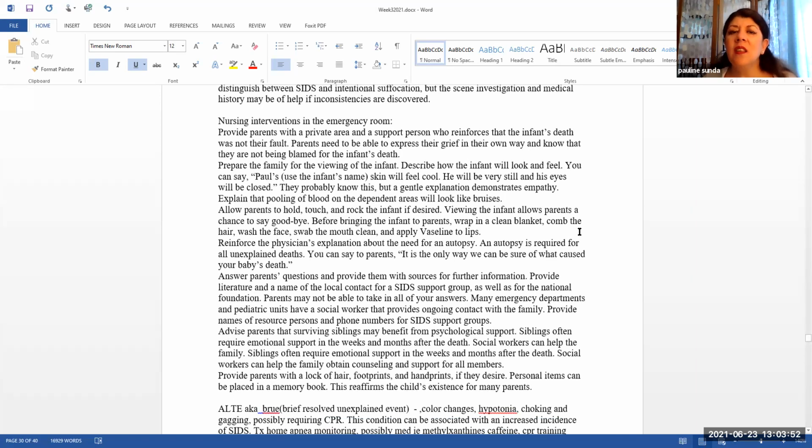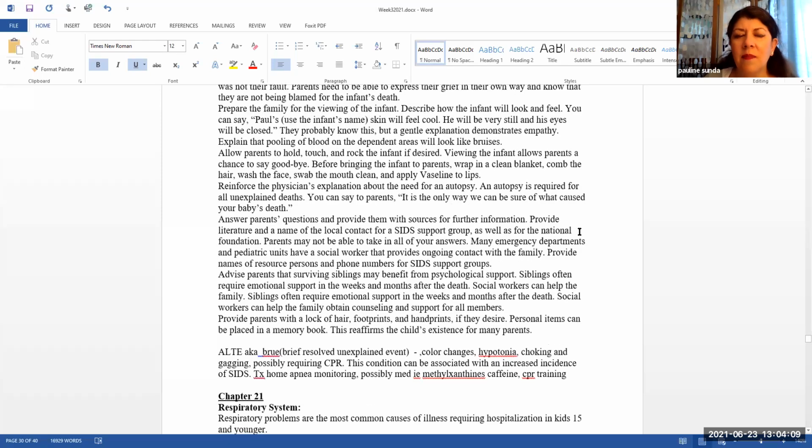Nursing interventions in the emergency room. You want to provide the parents with a private area and a support person who reinforces that the infant's death was not their fault. Parents need to be able to express their grief in their own way and know that they are not being blamed for the infant's death.